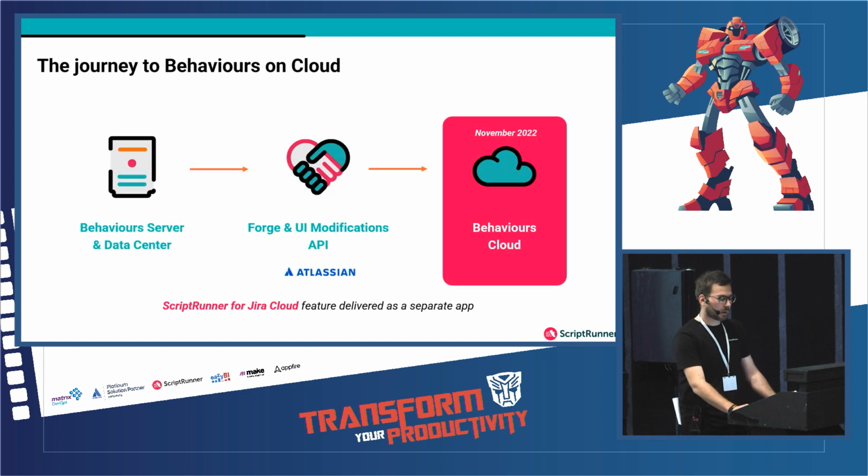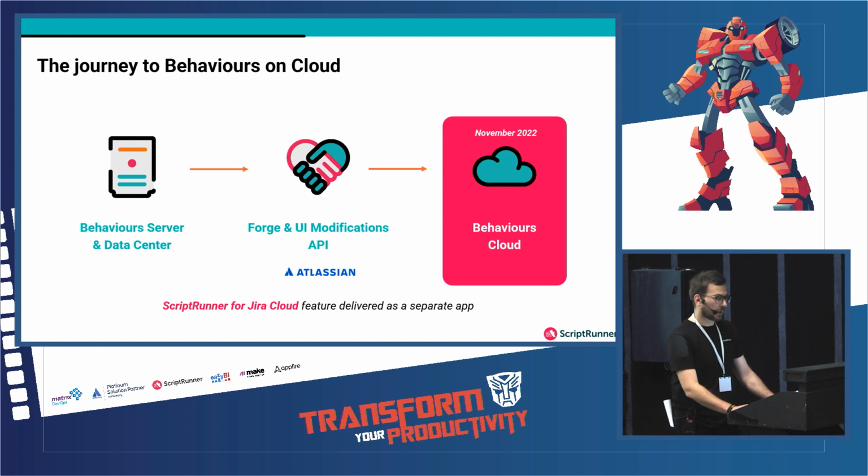For those of you who are or used to be on server or data center, you might be familiar with this feature, as it has been a long-time customer favorite on the on-prem hostings. But before the end of last year, due to the differences between Jira Cloud and Jira on-prem, it was not possible to build behaviors on cloud. However, in Q4 last year, Atlassian released the new UI Modifications API for cloud, and that has enabled the ScriptRunner engineering teams to bring behaviors to Jira Cloud. As a result of that, we released the first version of behaviors in November last year.